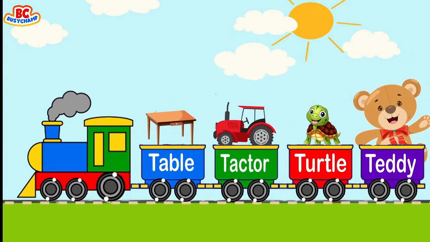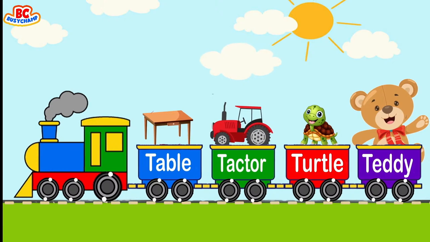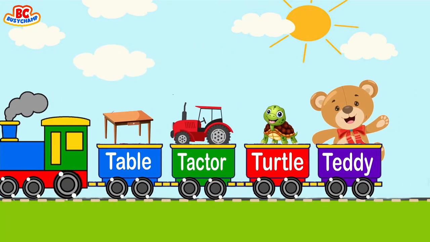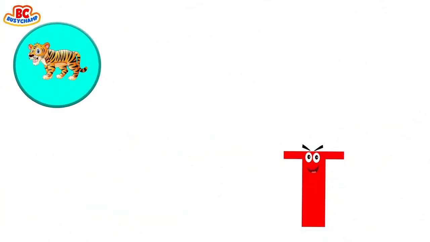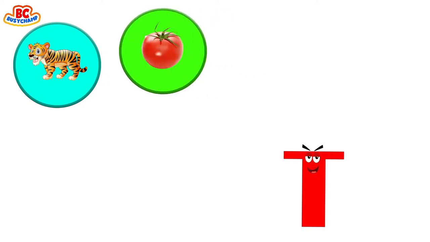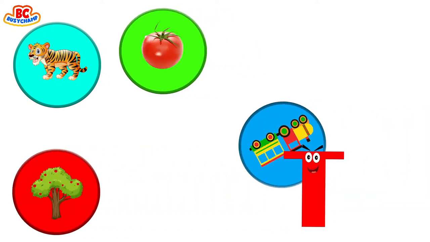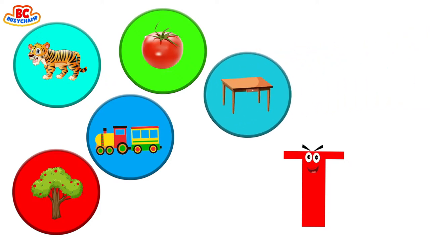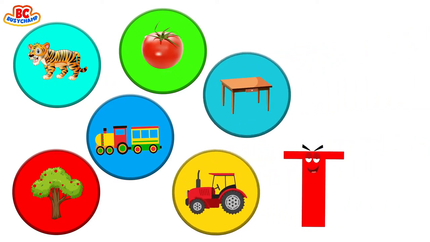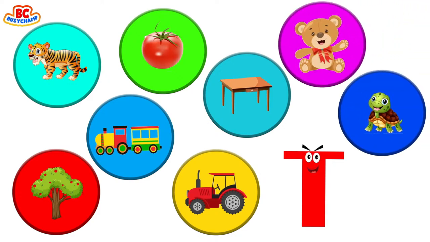Let's revise the words with the letter T. Table. Tractor. Turtle. Teddy bear. T. Tiger. Tomato. Tree. Train. Table. Tractor. Turtle. Teddy bear.